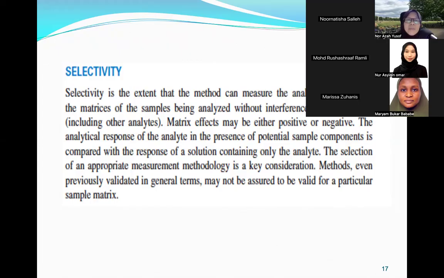Let's say, like I mentioned just now, we are trying to analyze plumbum, for example. If there is plumbum in the river water, the Langat River, for example, once you sample the river water, it contains so many other things. That is what we call the matrix, including other analytes. So selectivity of the method that we develop is the capability of the method to measure the analyte.